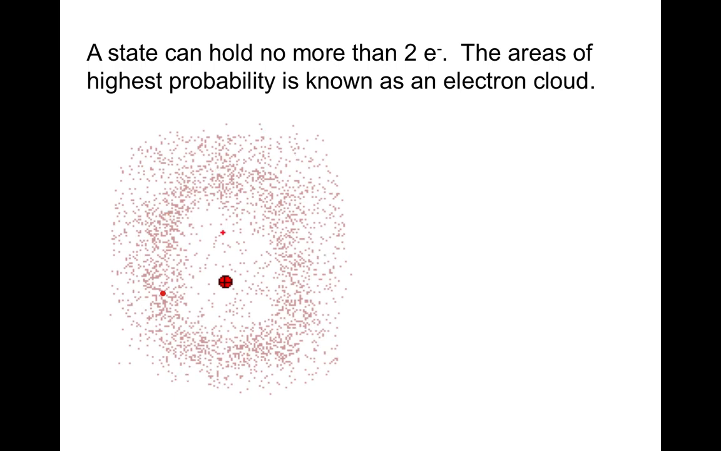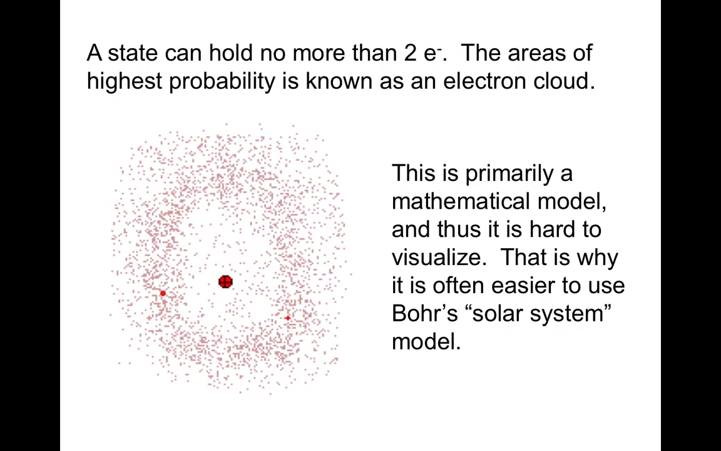And that's essentially what the cloud model is, right? Really, it's a mathematical model. It's very hard to visualize. So what we do is we use the Bohr model, that solar system model, as kind of our visual representation, but we know that each of those rings around the Bohr model represents the highest probability of where you would find an electron.